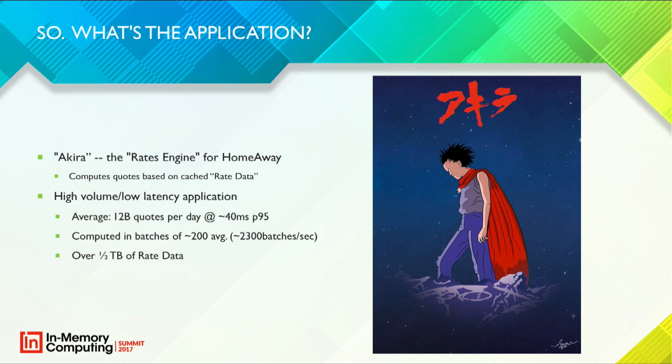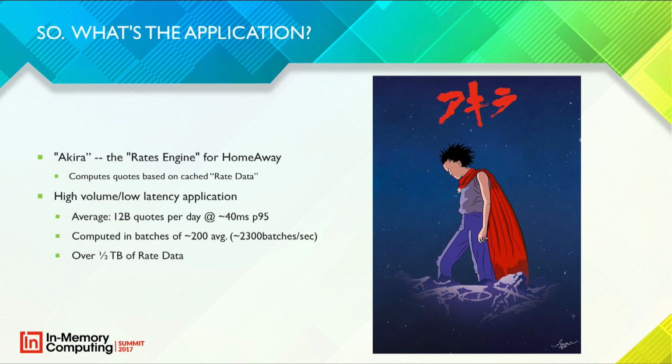And the application we're going to talk about is called Akira, and it's the rates engine for HomeAway. It's basically how we compute quotes based on cached rate data. So if you come onto HomeAway and you want to know the price of some rental you want in Paris, you would go through this engine to get that data.